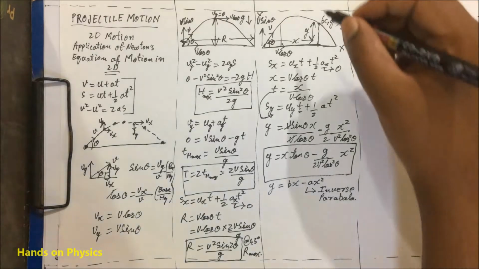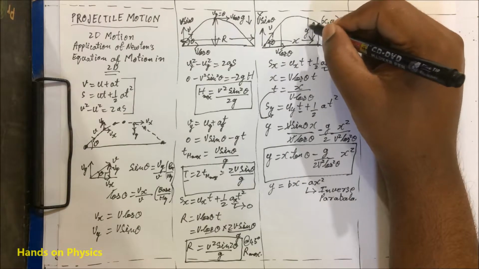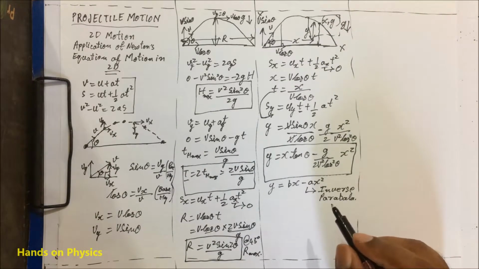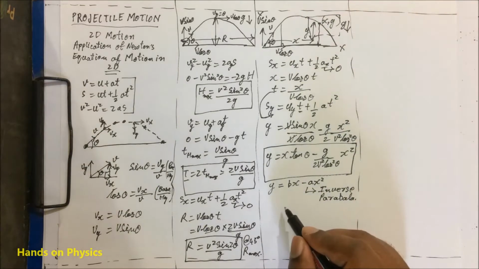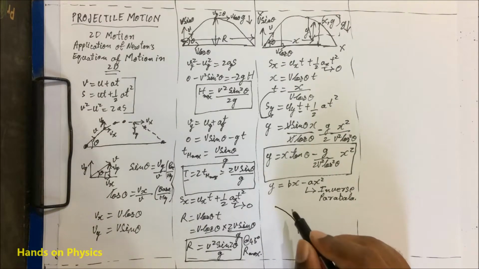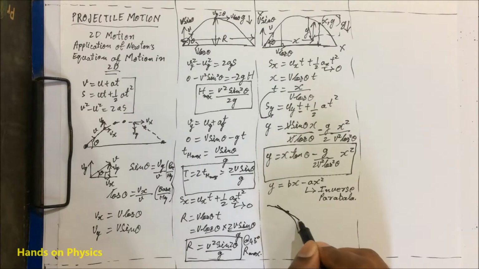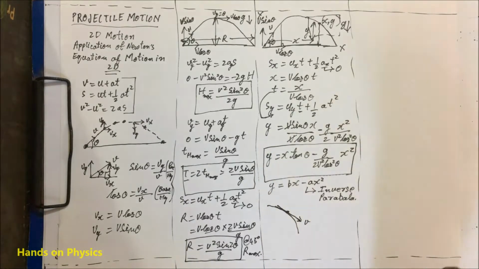Now let's zoom into this region and try to find out the instantaneous velocity at this point. So this is the curvature, the parabolic curvature. Let us say this is the point x, y. At this tangent, the velocity is v.